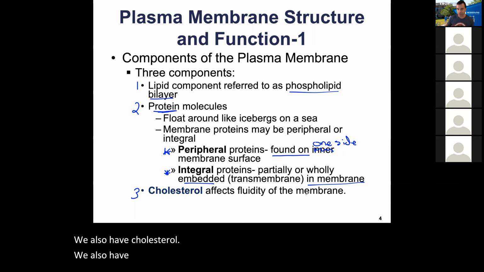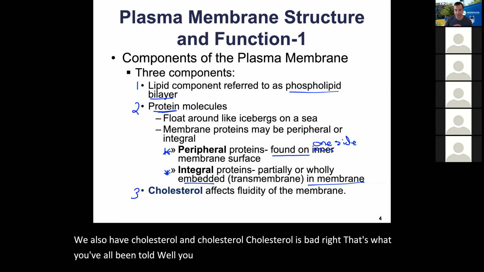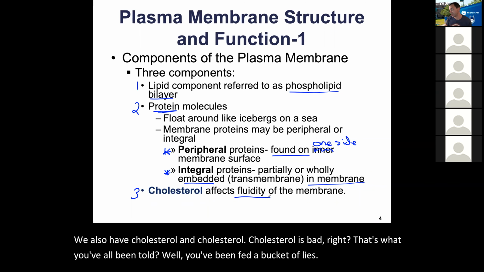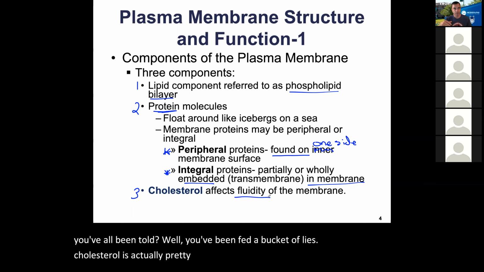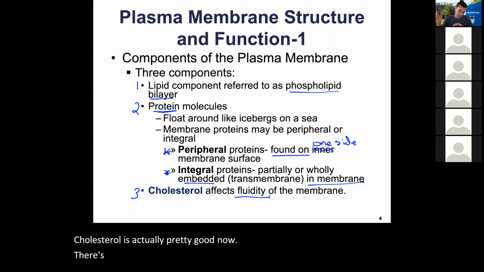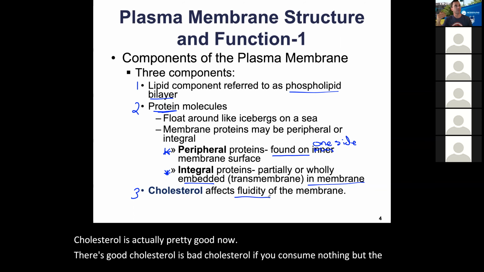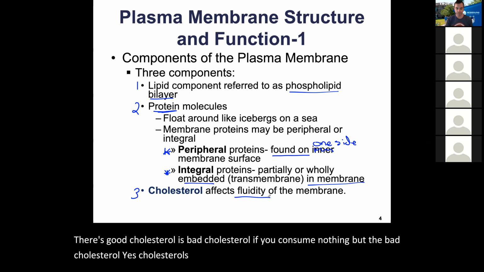And cholesterol is bad, right? That's what you've all been told. Well, you've been fed a bucket of lies. Cholesterol is actually pretty good. Now, there's good cholesterol and there's bad cholesterol. If you consume nothing but the bad cholesterol, yes, cholesterol is quite awful for you. But cholesterol is good.